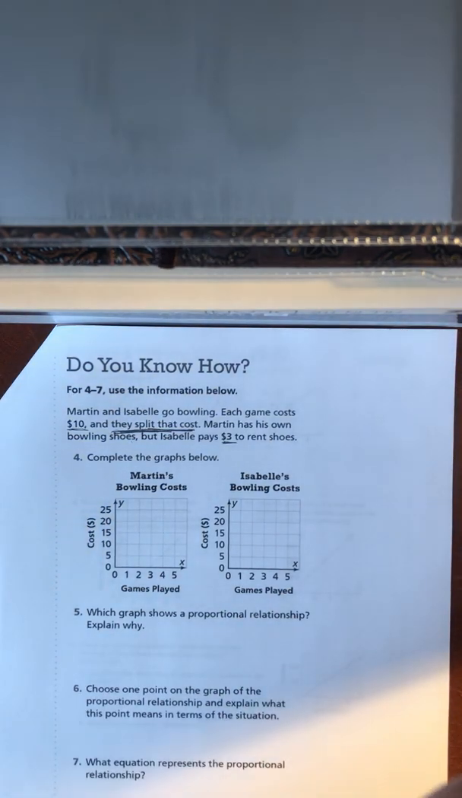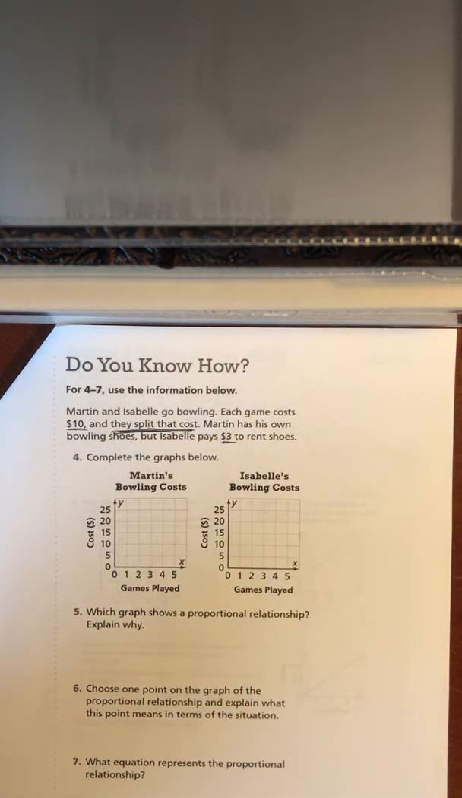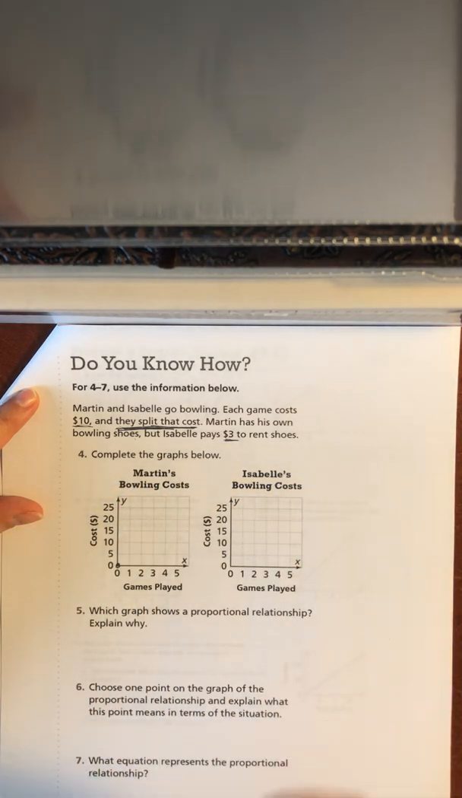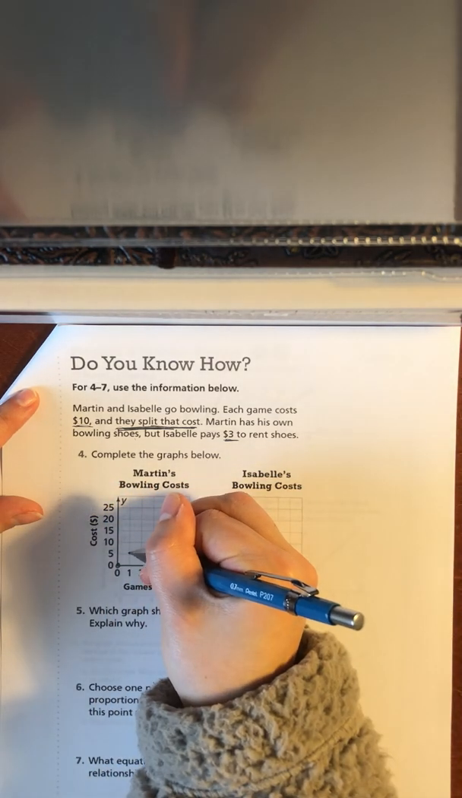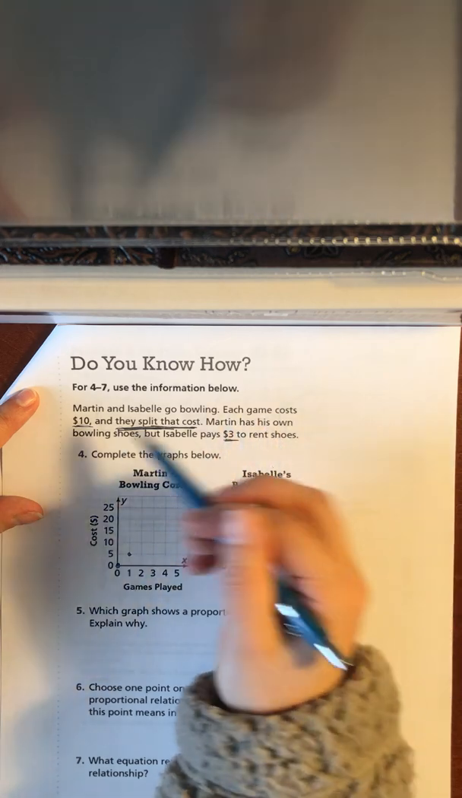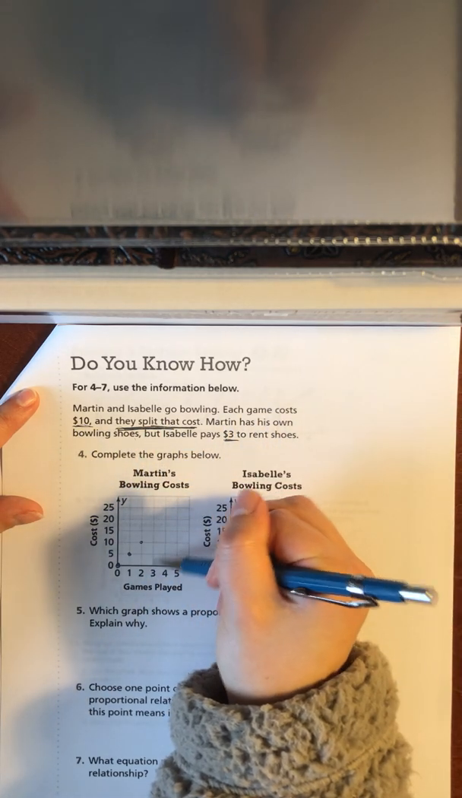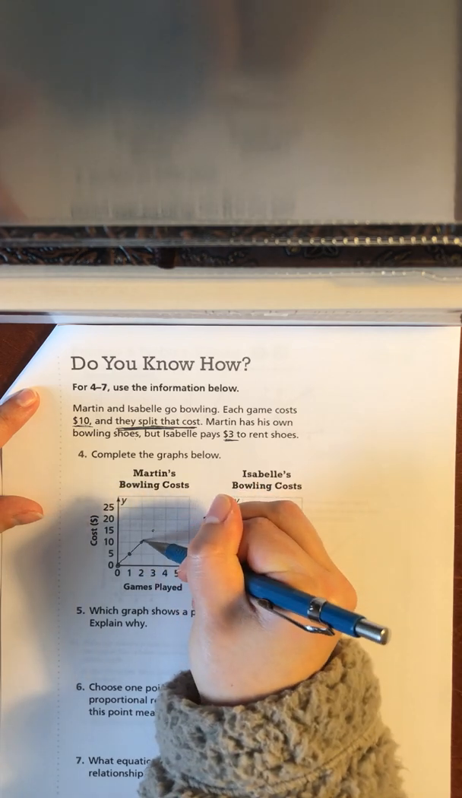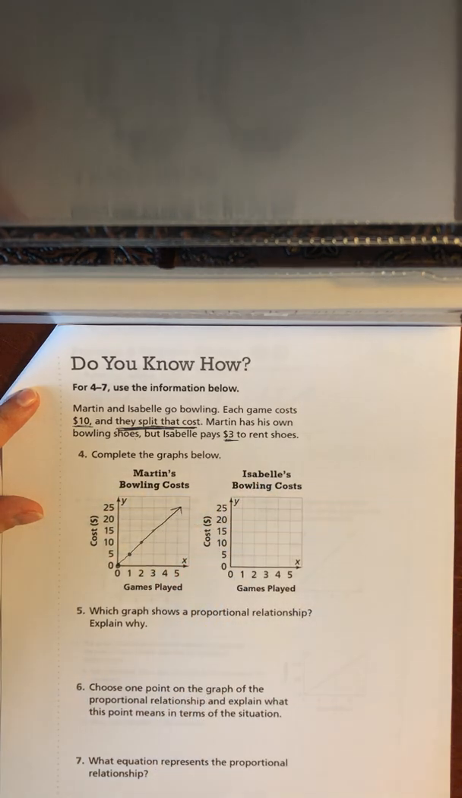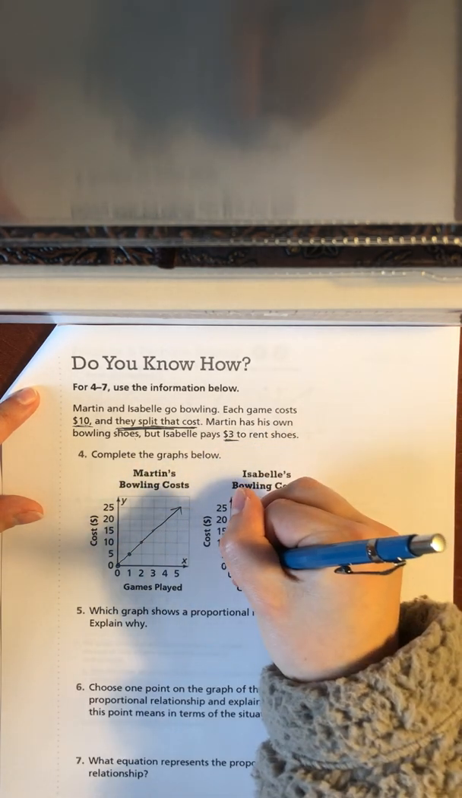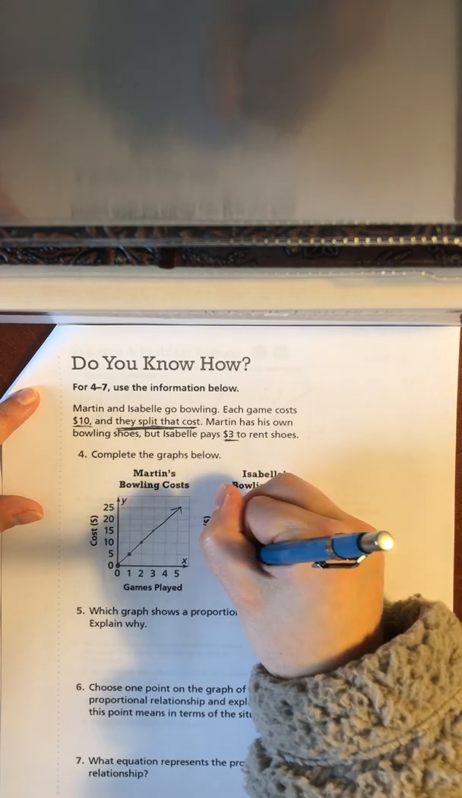So complete the graphs below. For Martin, he doesn't have to pay for shoes. So if he plays 0 games, it's going to be $0. If he plays 1 game, it's going to cost him $5, because remember, it's $10 per game, but they're splitting the cost. 2 games will cost $10, 3 games will cost $15, and so on and so forth. Connect the dots, makes a straight line. It's proportional.